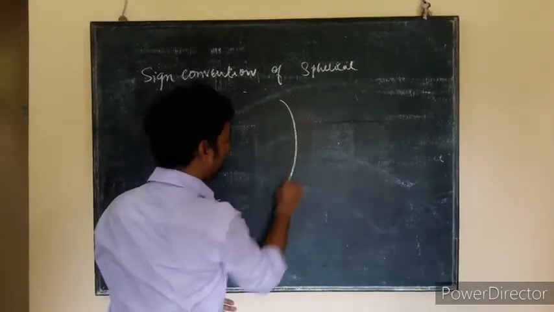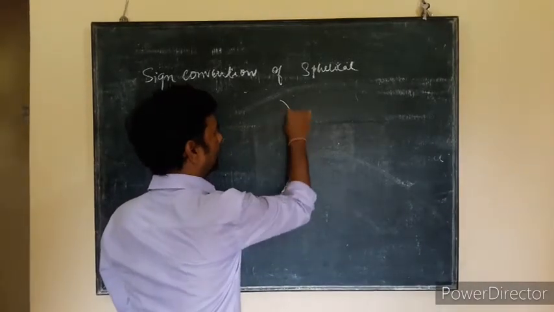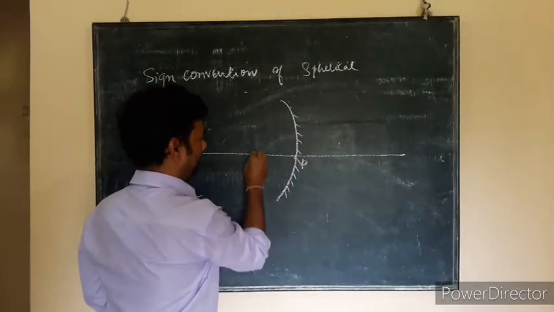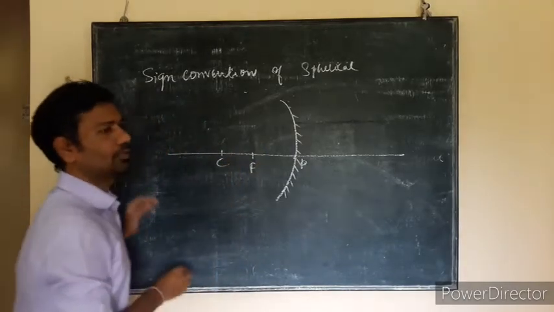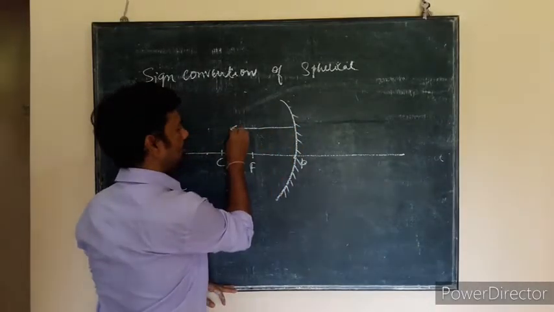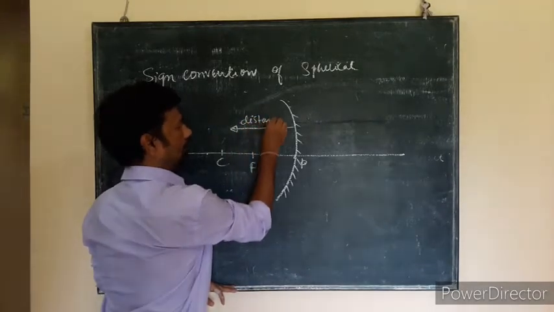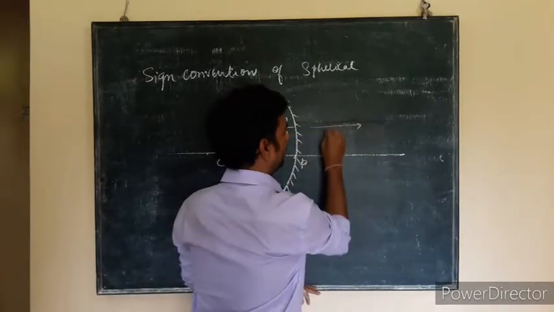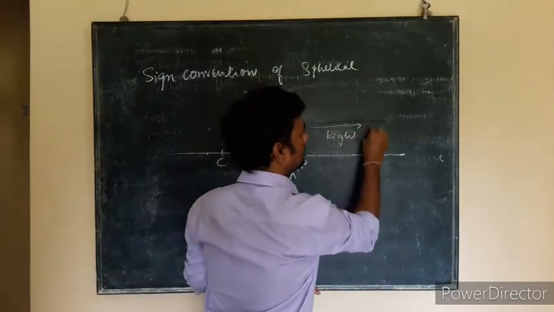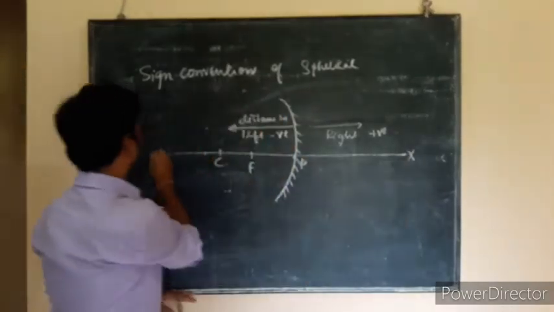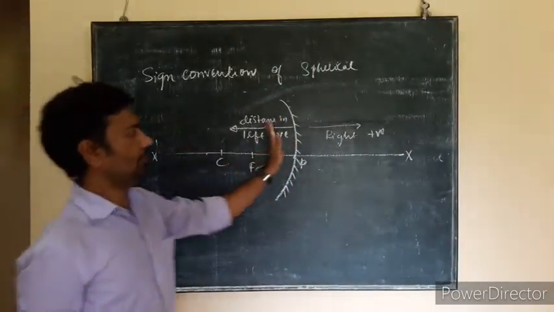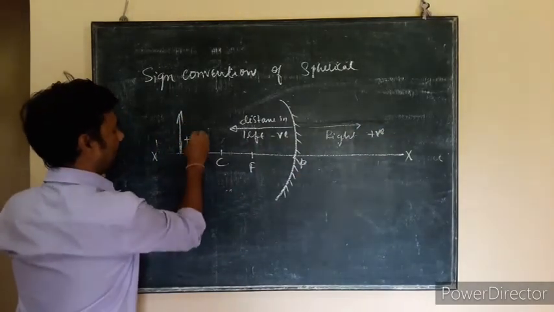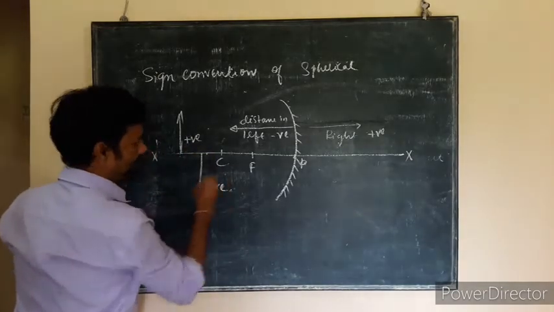I will consider a concave mirror as an example. This is P, this is F, this is C. If the distance is on the left hand side, you should take it as negative. Distance on the right hand side should be positive. You can take X' like this. This side is negative, this side is positive, and the height above is taken as positive, height down is taken as negative.